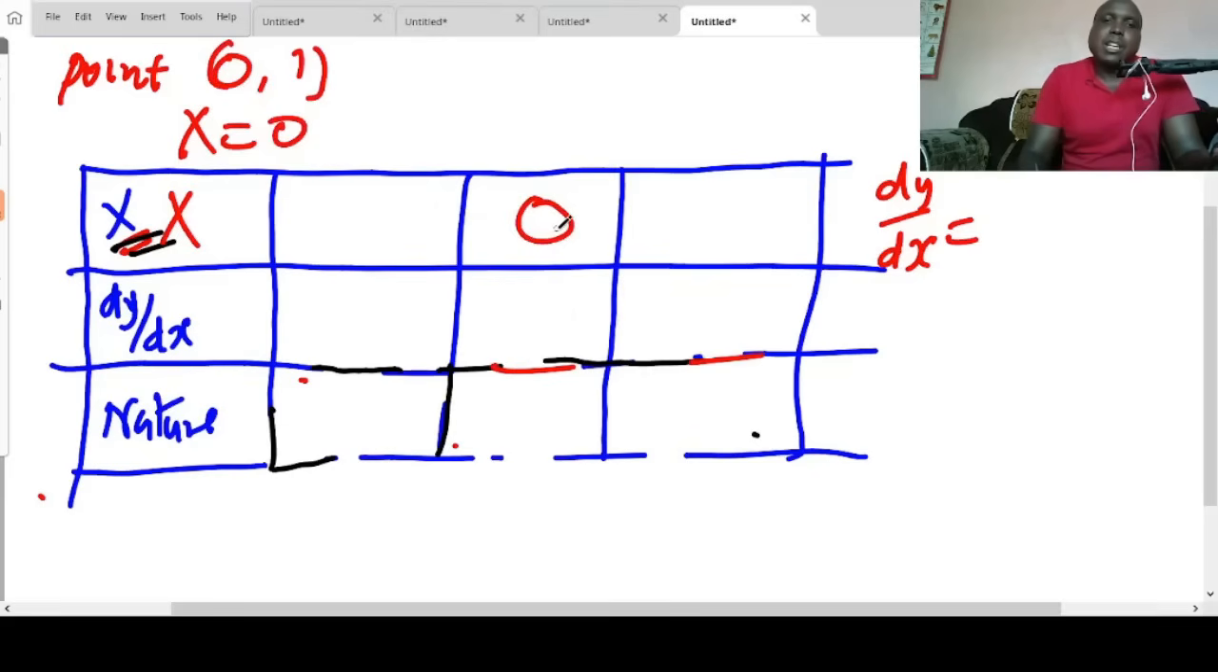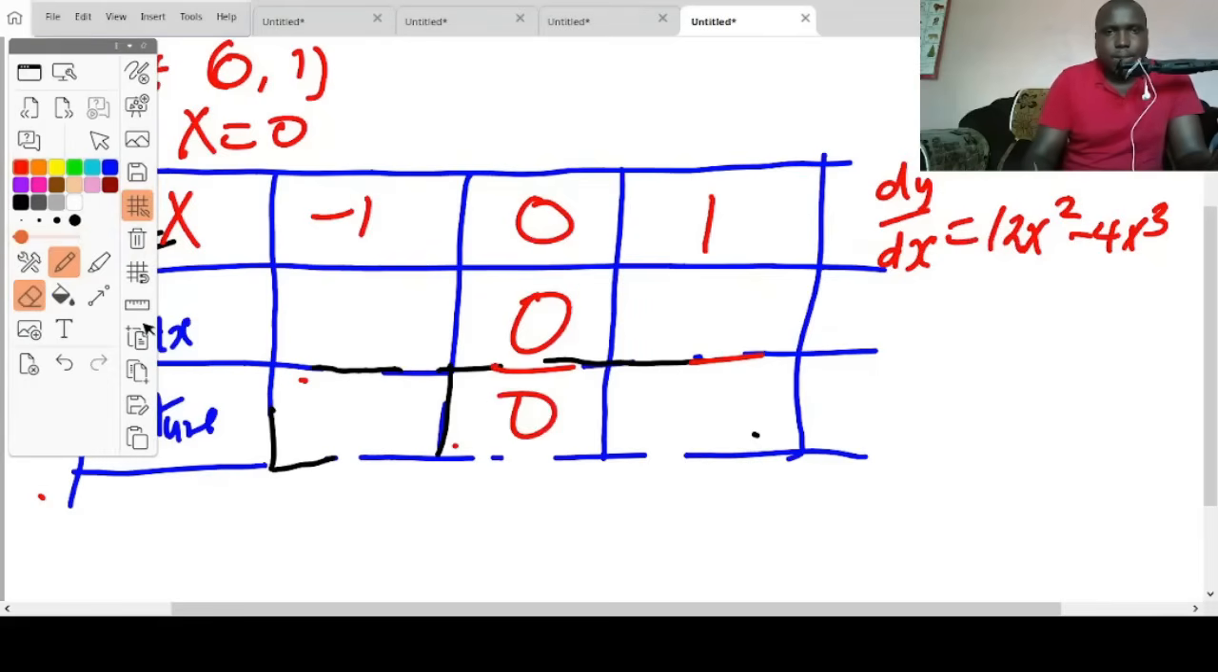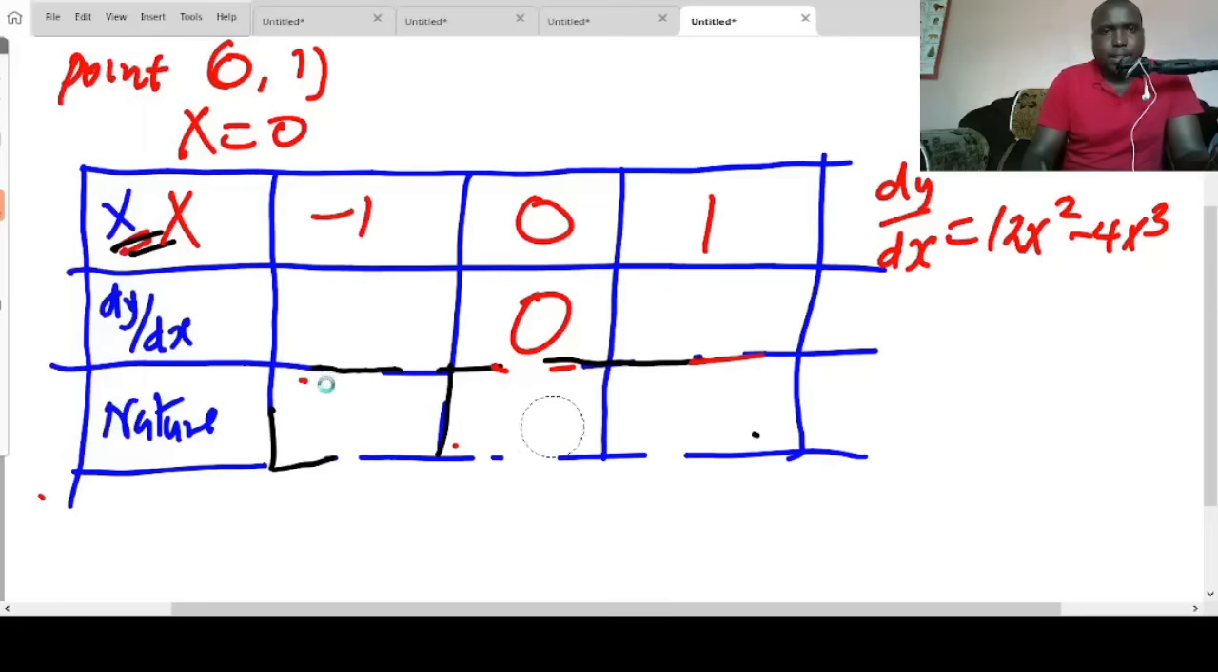Sasa tafuta one number to the left of 0, one number to the right of 0. Number to the right of 0 is 1. To the left is -1. Now write down our functional gradient. The gradient was 12x squared minus 4x cubed. So if you substitute 0 here, everything is going to be 0. And even here, everything is going to be 0 there.